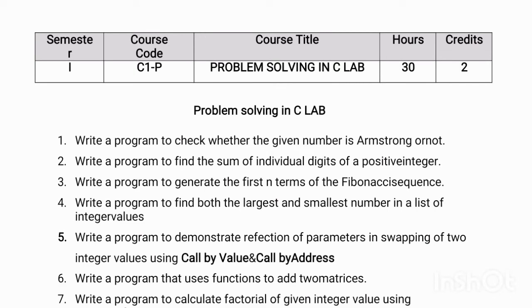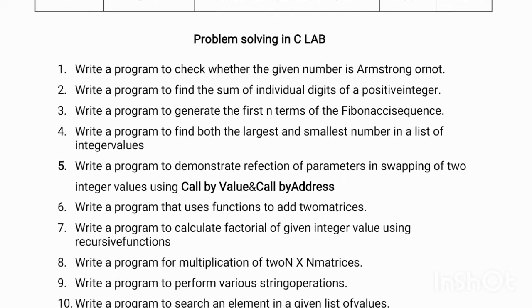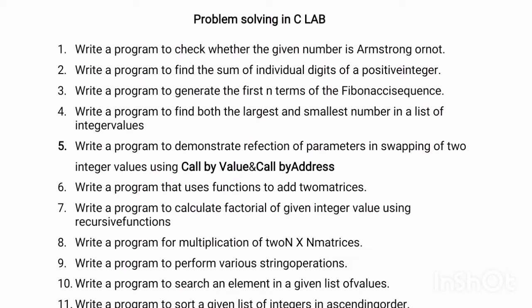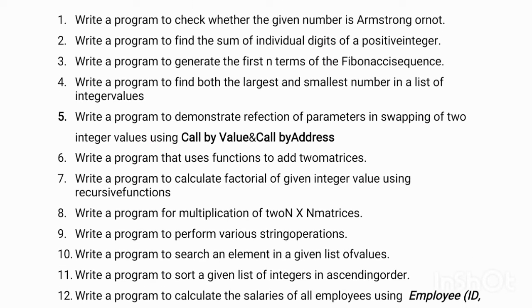Next, Problem Solving in C lab. Here the lab programs are: write a program to check whether the given number is Armstrong or not, write a program to find the sum of individual digits of a positive integer, write a C program to generate the first n terms of the Fibonacci series, write a program to find both the largest and smallest number in a list of integer values. Next, the fifth program is swapping of two numbers using call by value and call by address. Next one is add two matrices using functions. Next, factorial of a given number using recursion.